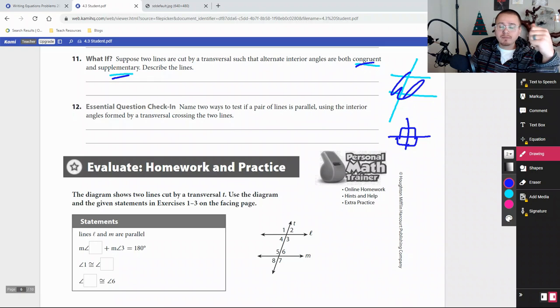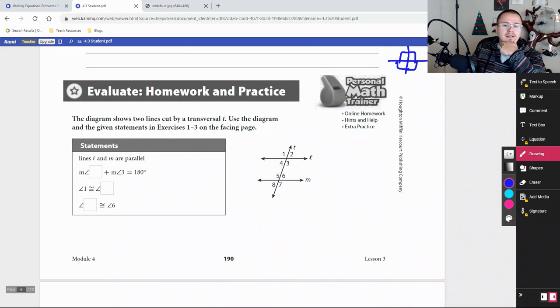So, summary, what are the angle relationships that would prove they're parallel? Write this down. A pair of congruent corresponding angles, a pair of congruent alternate interior angles, and a pair of same side interior angles that are supplementary. So, 3 cases, write those down. That's how you prove things are parallel.